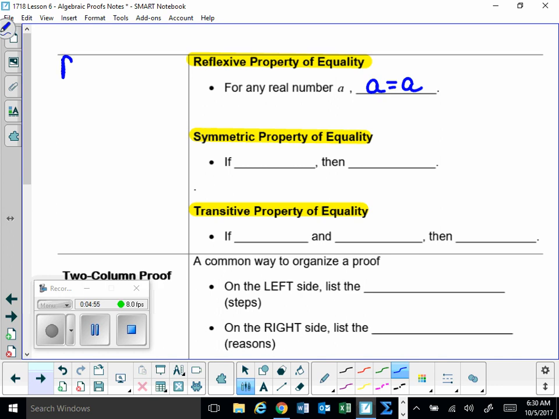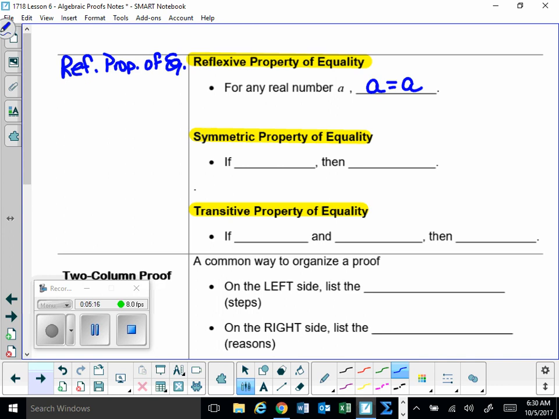And we usually abbreviate it reflexive property of equality. It wasn't very useful at all in Algebra 1. In fact, it was pretty much a waste of time. But we will use this idea of reflexive when we're proving triangles are congruent and a triangle maybe shares sides.